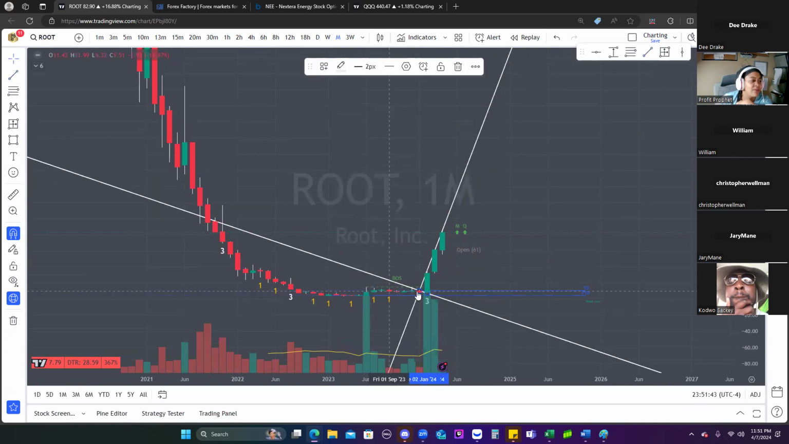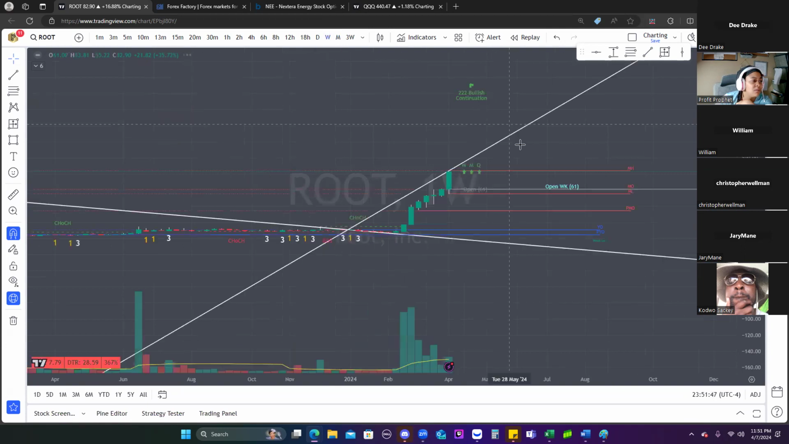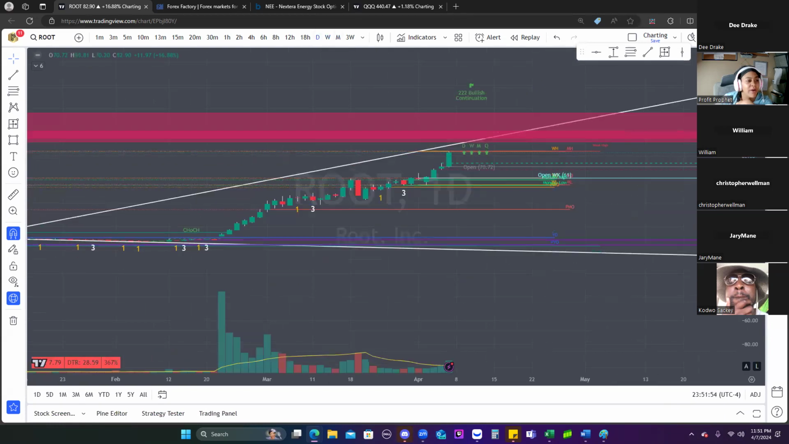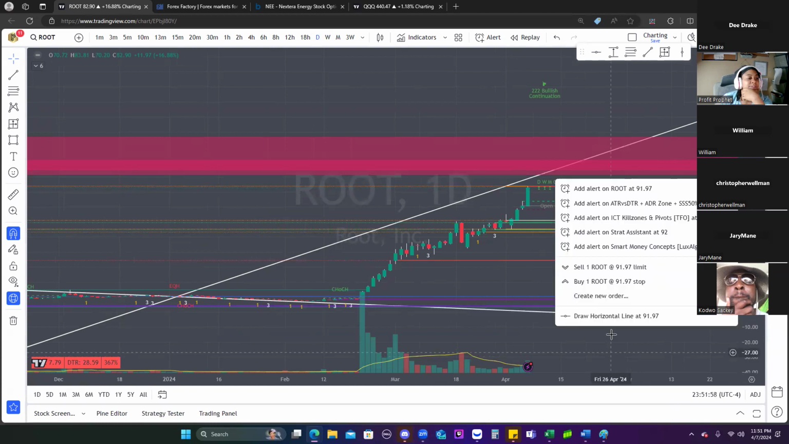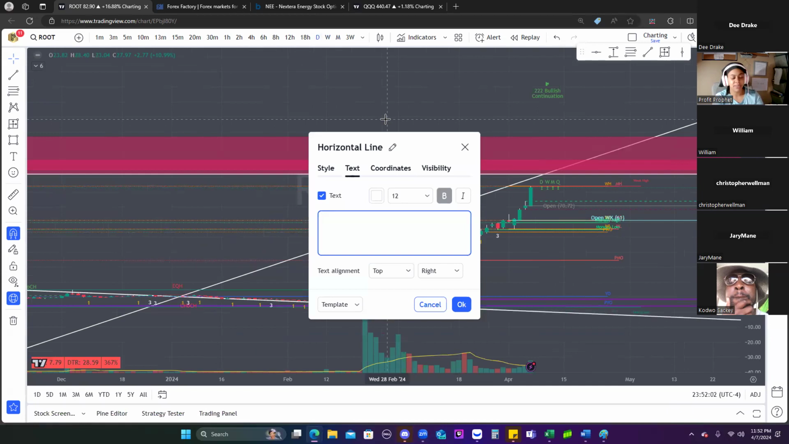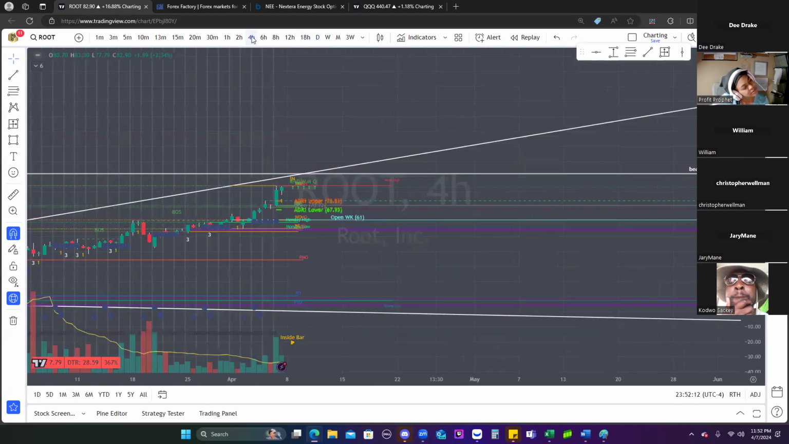So right now we've got three white soldiers on the monthly. It's strong. That's a strong weekly candle. There it is. There we go. So we run into possible resistance at 91.97, where a bearish order block is.